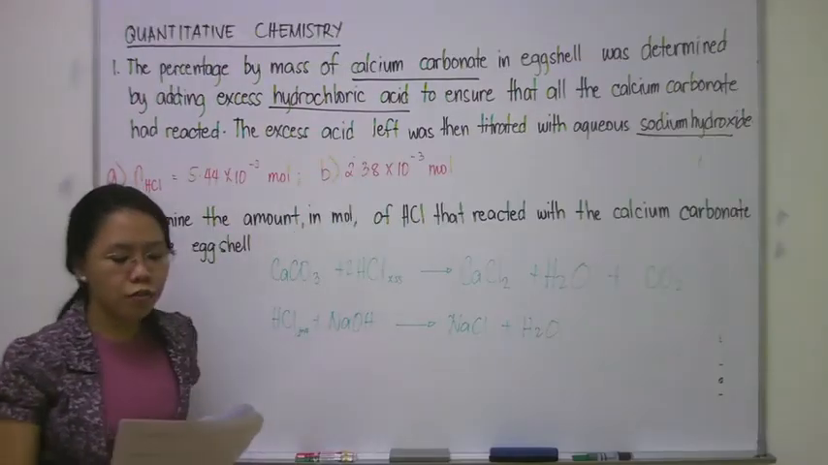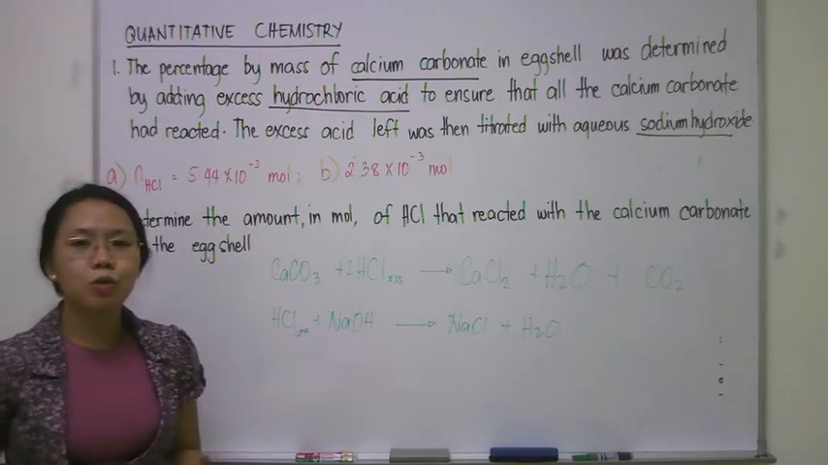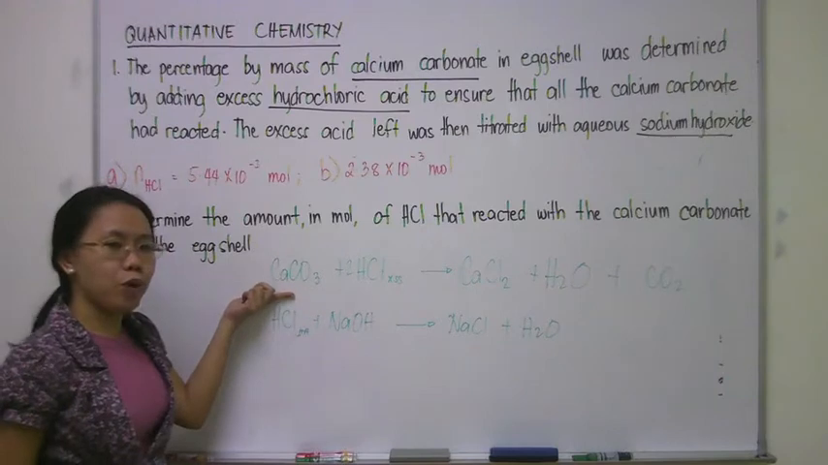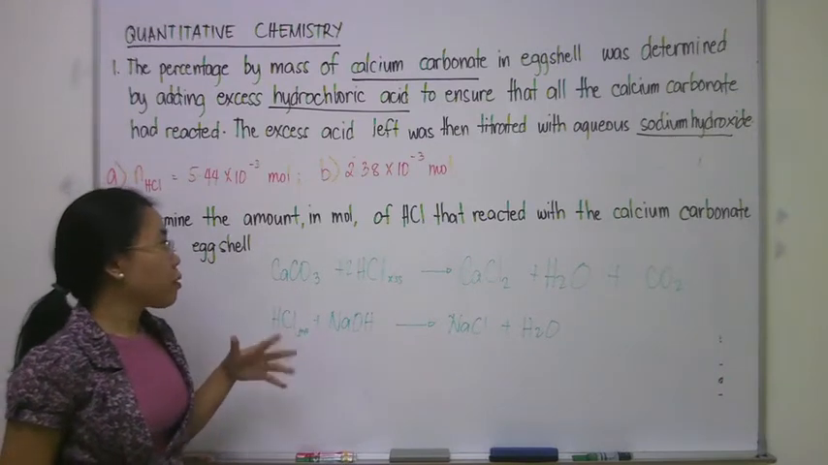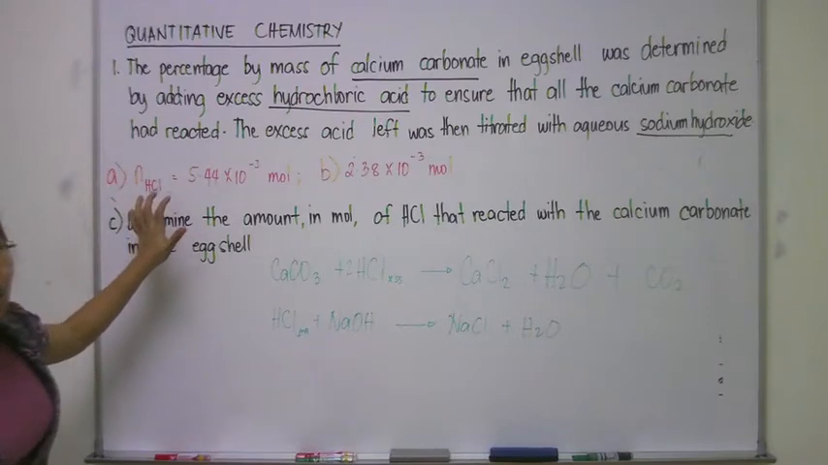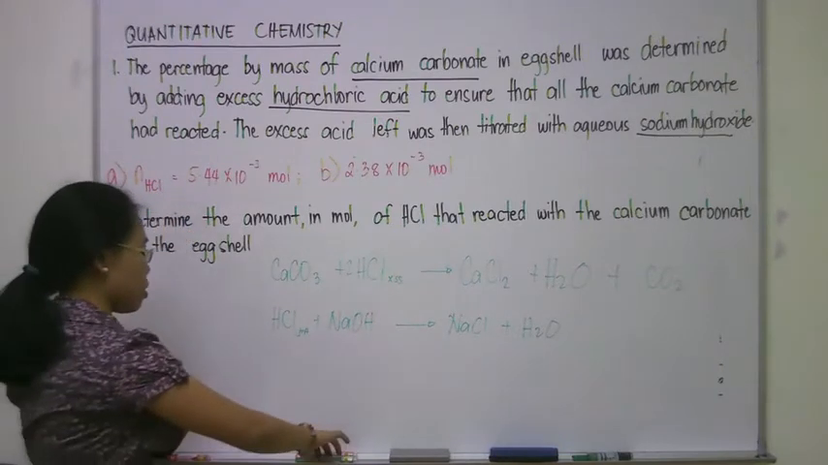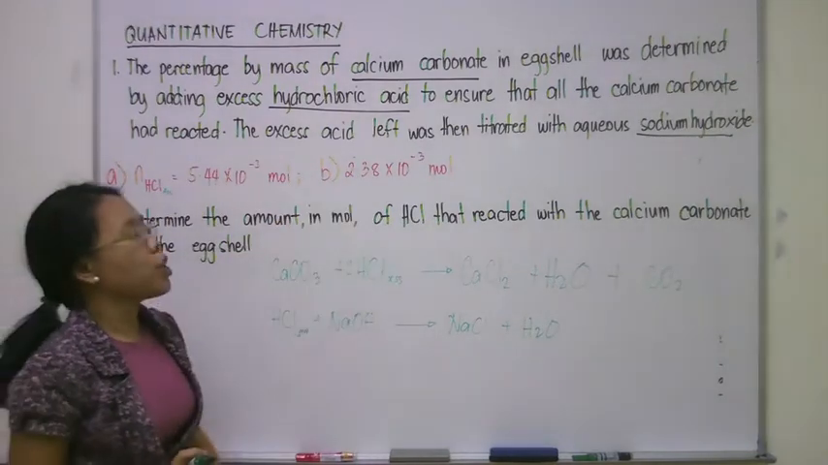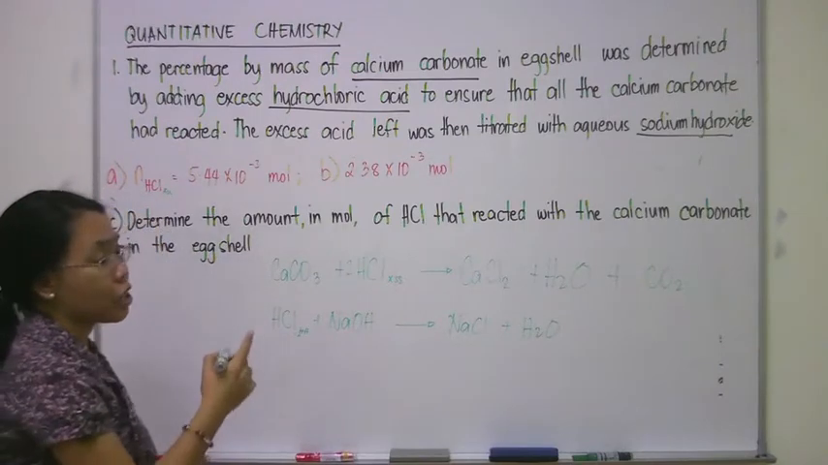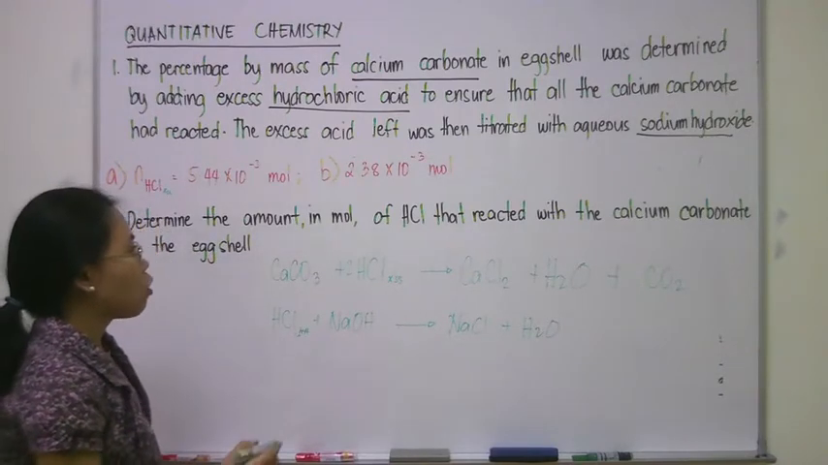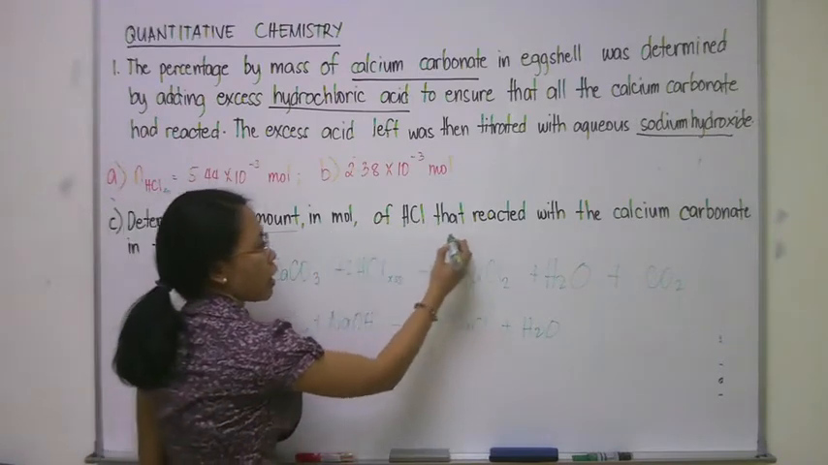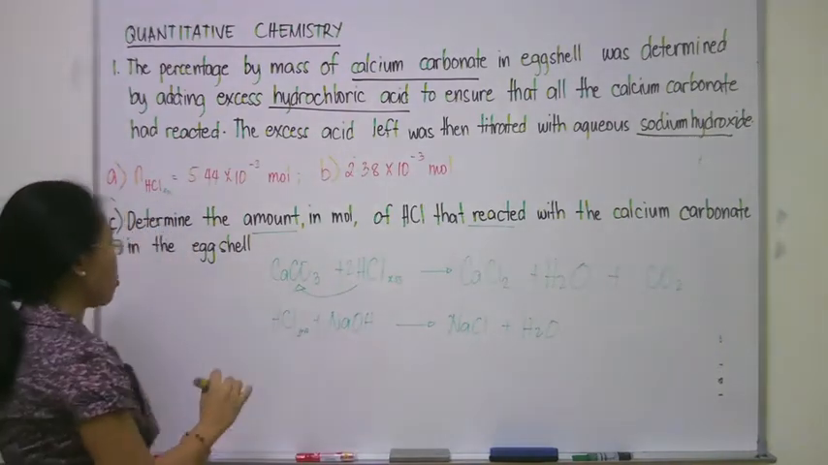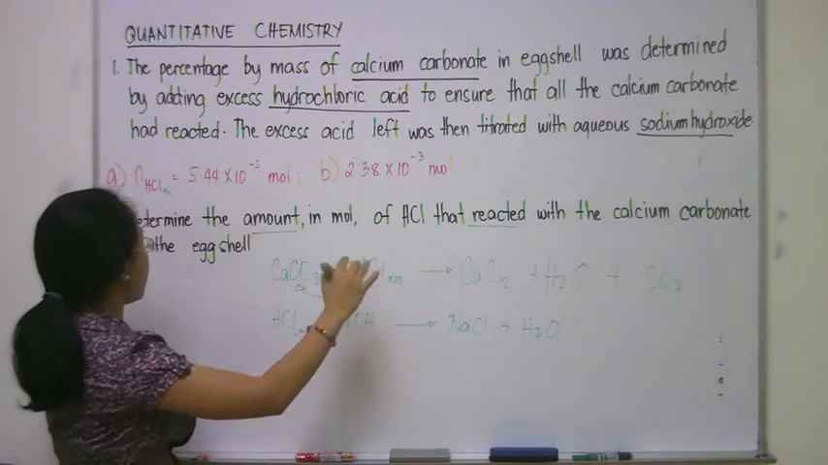Okay. Let's solve the third question, wherein you were asked to calculate the amount of HCl that is reacted with calcium carbonate. Previously, we were able to calculate the amount of HCl that is present in excess, and also the amount of HCl that is titrated with sodium hydroxide. Now, to find the amount of HCl reacted with calcium carbonate, all we need to do is to subtract the amount of HCl.